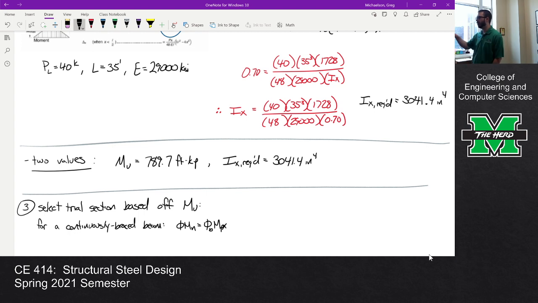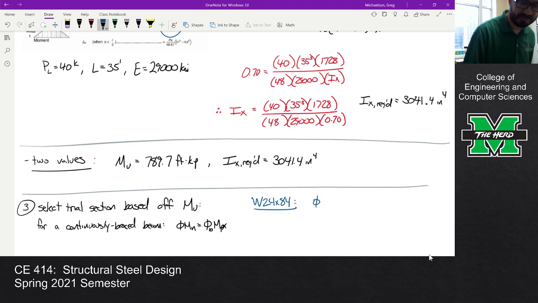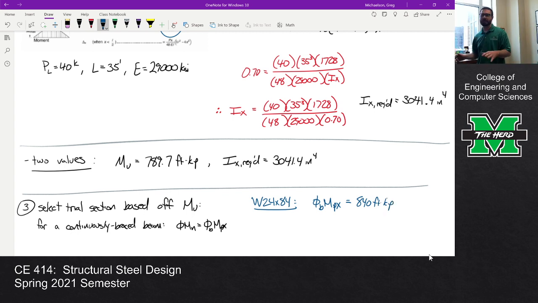Remember, we're going off the bold row. There we go. So let's say a W24 by 84. Now, what is the phi MP for a W24 by 84? It's 840. So it has enough capacity to withstand that load.